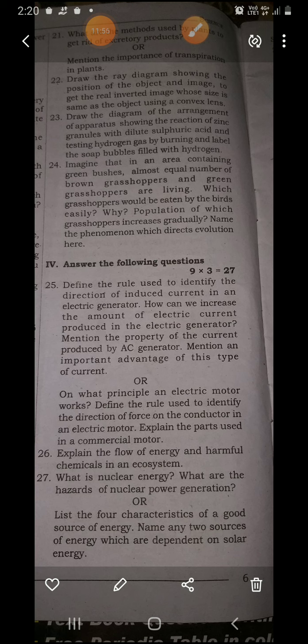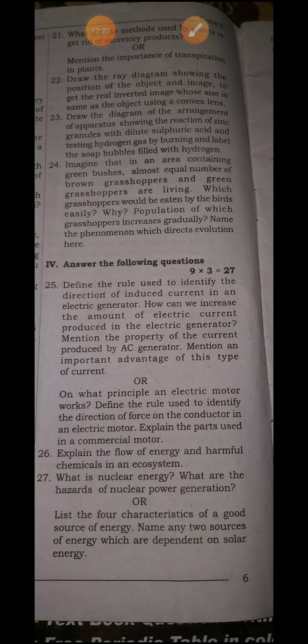Next question is, draw the ray diagram showing the position of the object and image to get the real and inverted image whose size is same as the object using convex lens, right? You might have observed that there are I think 6 to 9 diagrams. I told you that in those 6 to 9 diagrams, at least one diagram will come in the examination, right? So let's try to see how to draw this diagram.